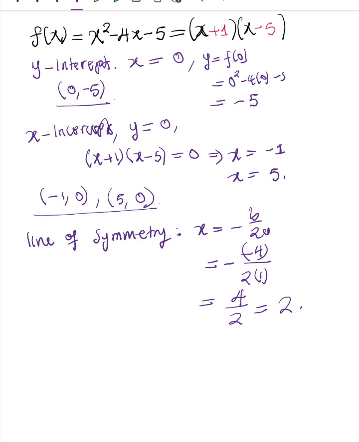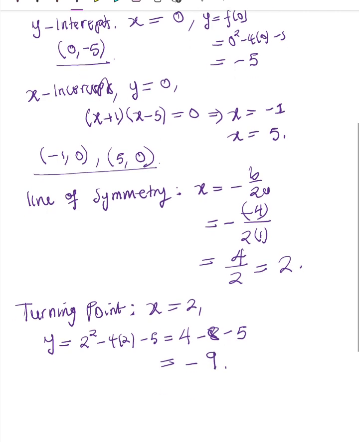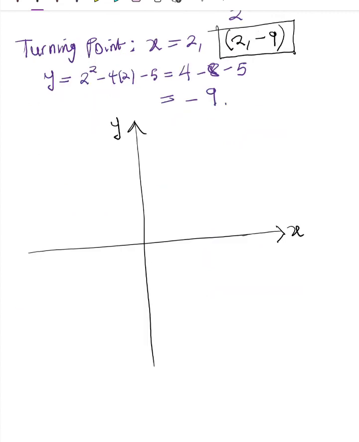So meaning that the turning point is at x is equal to 2, but we do not know the value of y. So y is equal to, where there is x, I put 2. So this is 2 squared minus 4 multiplied by 2 minus 5, which is equal to 4 minus 8 minus 5, and okay, the turning point is 2 comma negative 9. We have everything that we need.